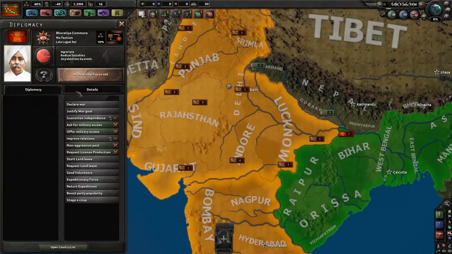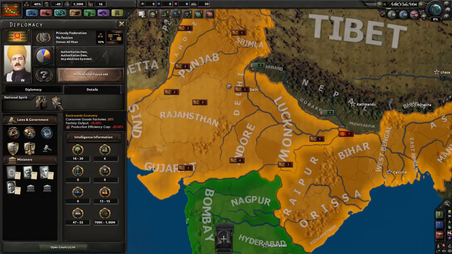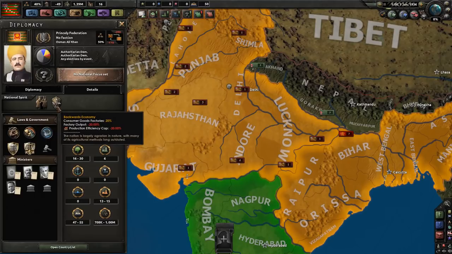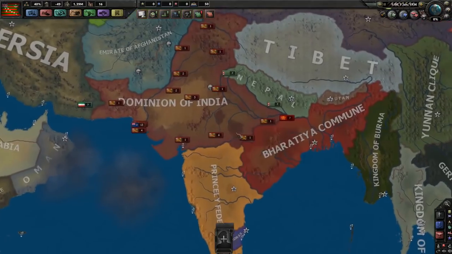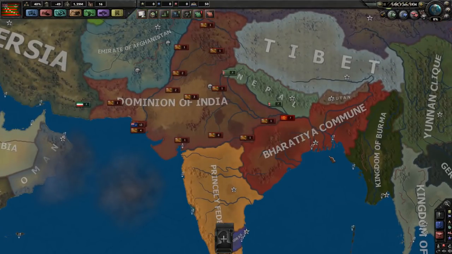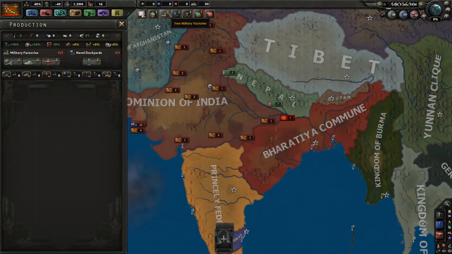This is quite similar to other similar spirits. You have the underdeveloped economy here and the backwards economy down south, which is actually worse than what you have to deal with. Now, of course, your goal here as India is to unite the subcontinent. But I'll get more into that in a bit.